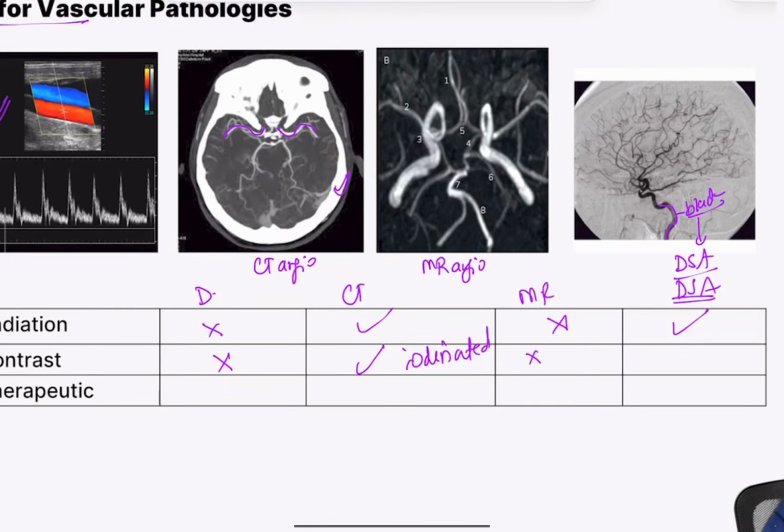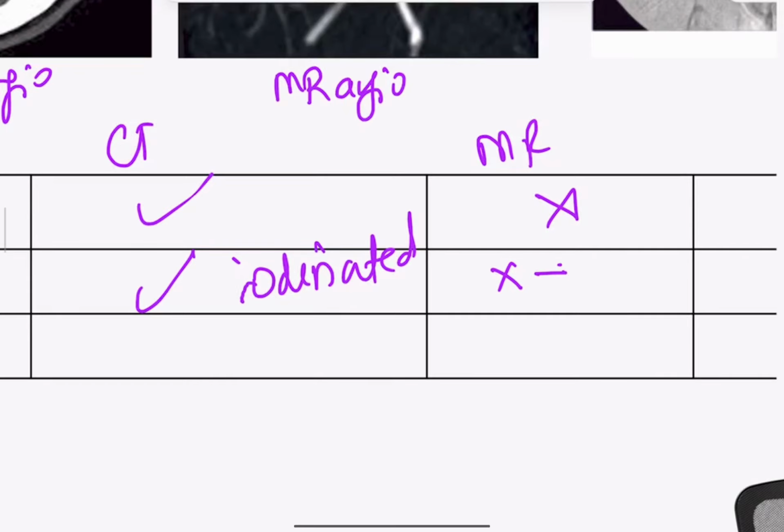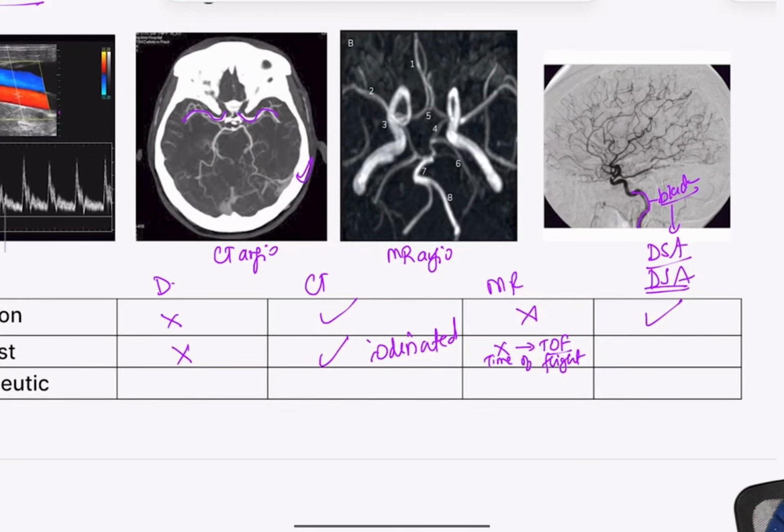Iodinated. MR angio can be done without contrast, because MRI has this power of making the blood vessels look white even without contrast. So what is that sequence called? TOF. What does TOF stand for? Time of flight angiography, which is used for MR angiography. And in DSA, it is contrast X-ray. So will you need contrast? Yes. What contrast? Because it is X-ray, iodinated contrast.